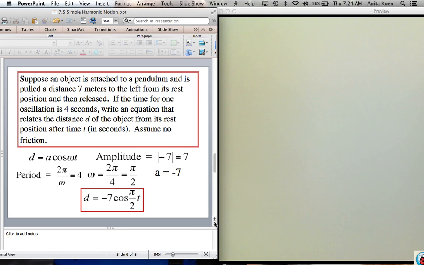So let's look at an example. Suppose an object is attached to a pendulum and is pulled a distance of 7 meters to the left from its rest position and then released. If the time for one oscillation is 4 seconds, write an equation that relates the distance d of the object from its rest position after time t in seconds. And we're going to assume no friction.